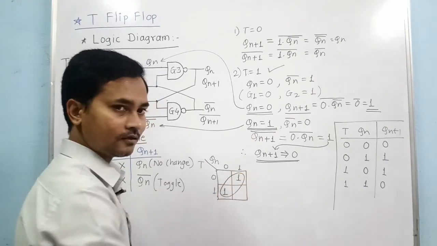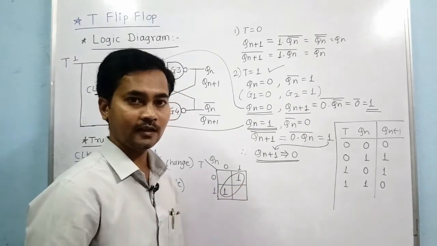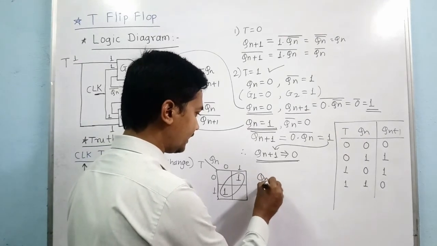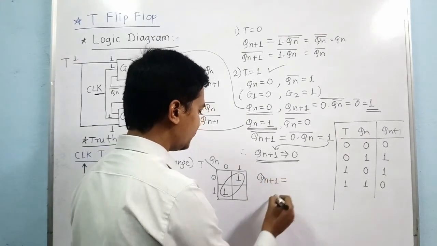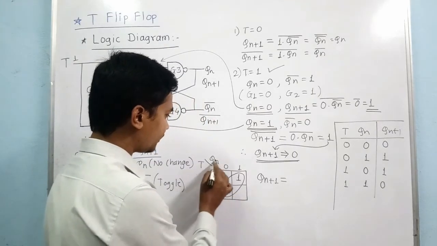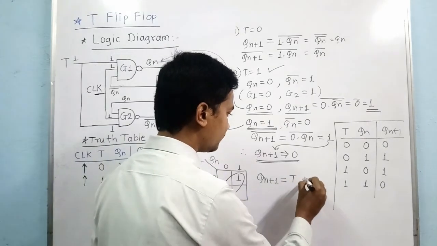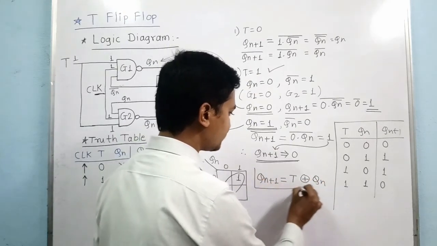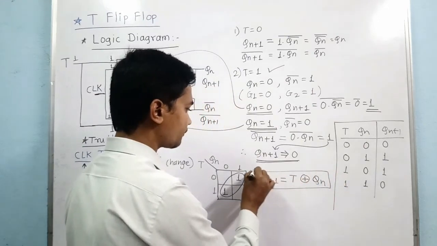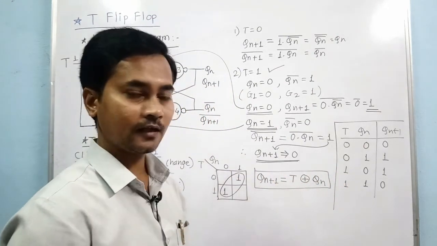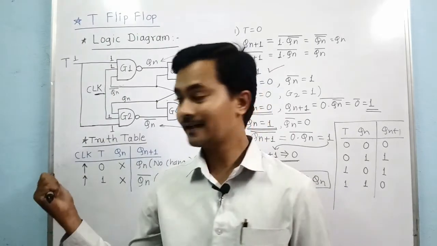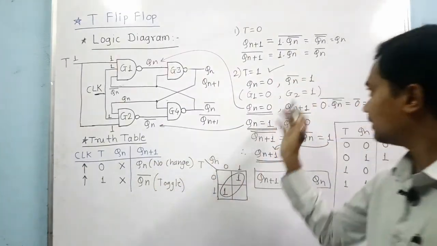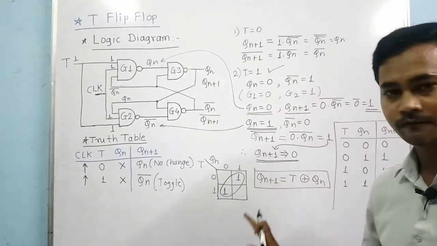So diagonal grouping means it is the XOR operation. So output, or Qn plus 1, will be the XOR of t and Qn. So t XOR Qn will be the next state of toggle flip-flop. So here I hope you understood this logic diagram of t flip-flop, the simple truth table, these equations and the final equation of t flip-flop.